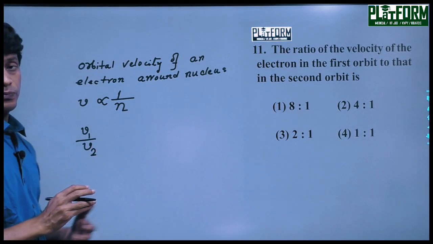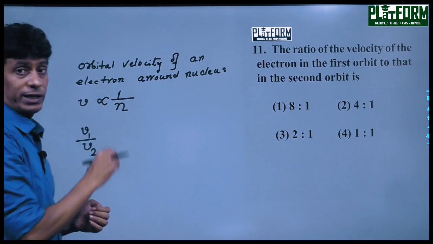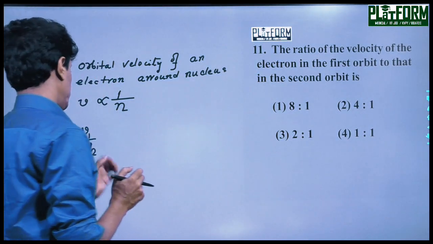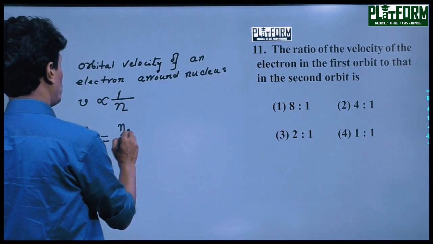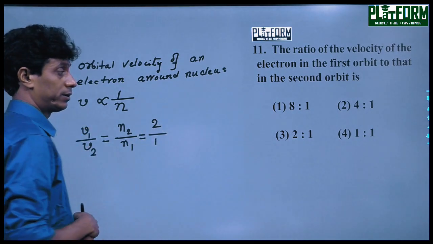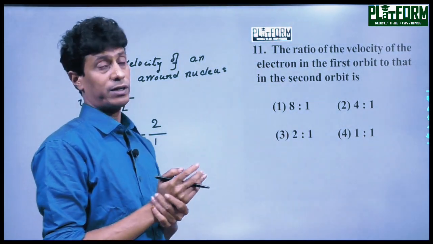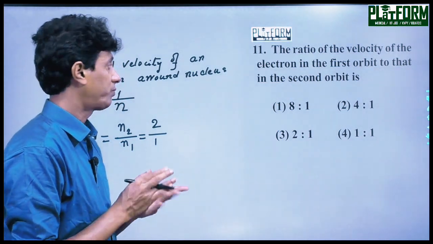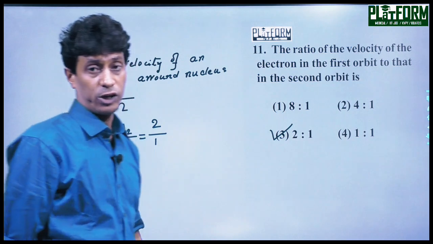So if we want to solve this problem, we should know the orbital velocity of electron, how it depends on the quantum number. Directly you can say V1 by V2 is actually n2 by n1. The ratio of the orbital velocities of electron around the nucleus in first orbit to that of second orbit is actually 2:1, so 3 is the right option here.